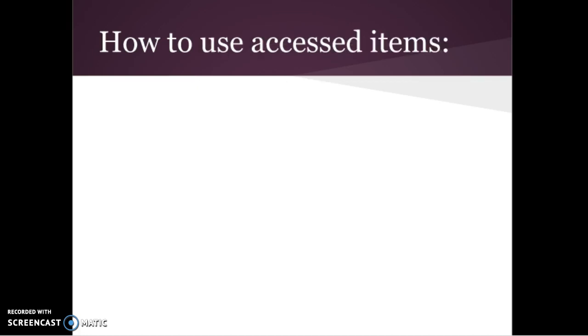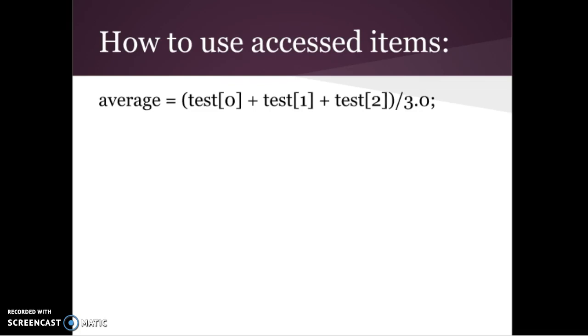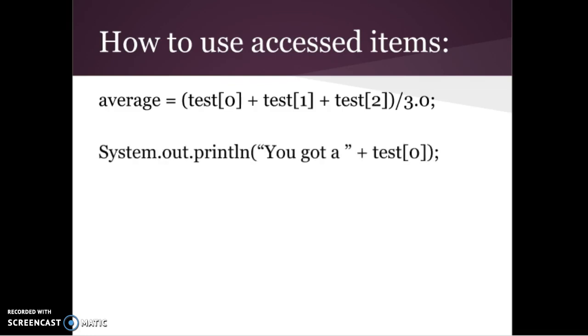Once you've accessed items, you can use them for different things. So if we wanted to find the average of 3 test scores in a test array, we could do test[0], test[1], test[2], add them up, and then divide by 3. And that's kind of how you read that, test 0, test 1, test 2. We can also print things, so we could print out "You got a", and then add on test[0] to print out the first test score. So that's how you can use those accessed items.